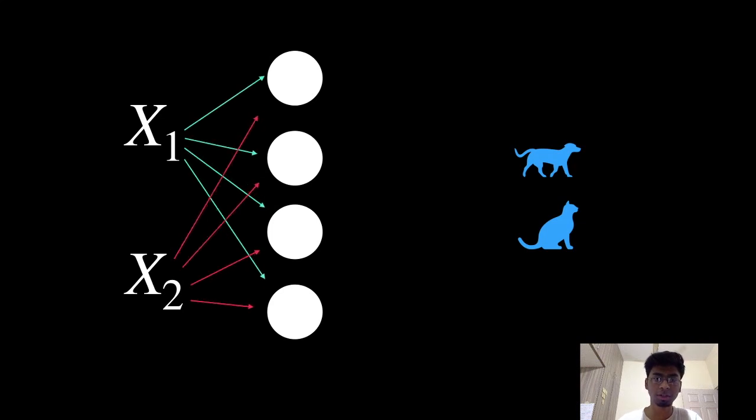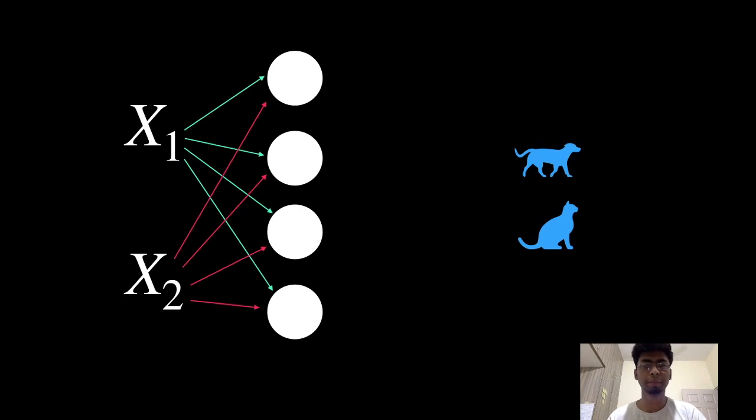Let's say we have two outputs as well, a dog and a cat. Now a neuron takes input. In this case all four neurons will take each of the inputs. Let me show you how it works. Each of the neurons will take x1 and x2. The first neuron will take x1 and x2, the second neuron will take x1 and x2, the third neuron will take x1 and x2, and the fourth neuron will take x1 and x2.